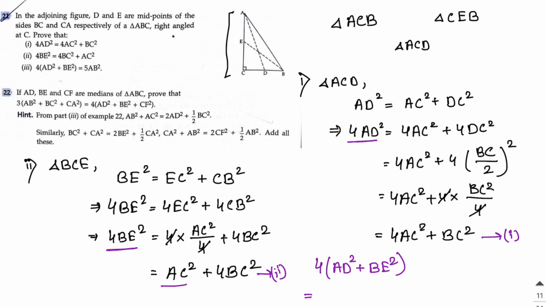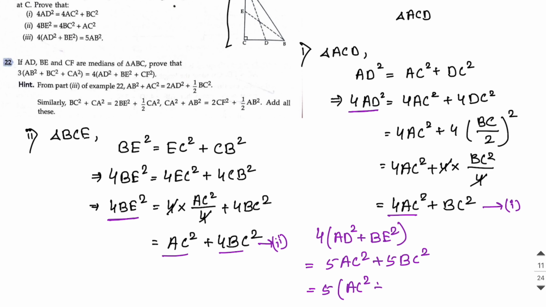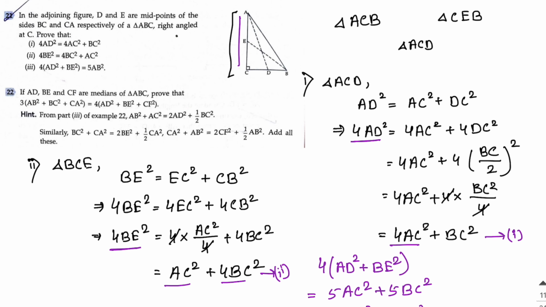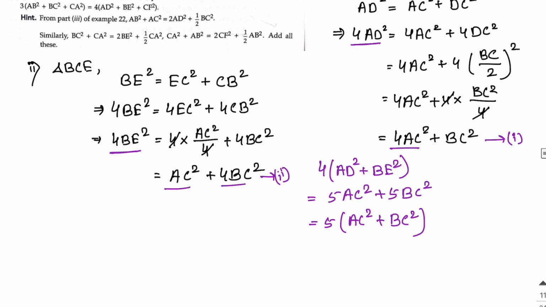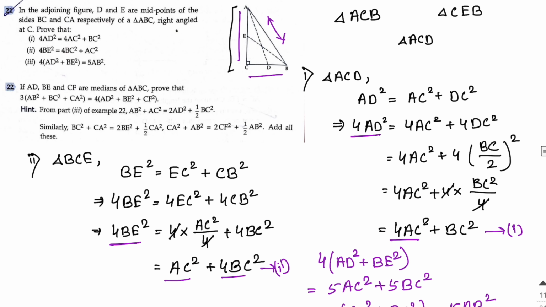Okay, and then in the right hand side, as here AC square, here 4AC square, so it will be 5AC square. As here 4BC square and BC square, it will be 5BC square. Okay, if you take 5 common, it will be AC square plus BC square. Now from the diagram, AC square plus BC square is definitely equal to the hypotenuse square, and that is AB square. So here you can write down 5AB square, because ACB or ABC is a right angle triangle. So it's proved.